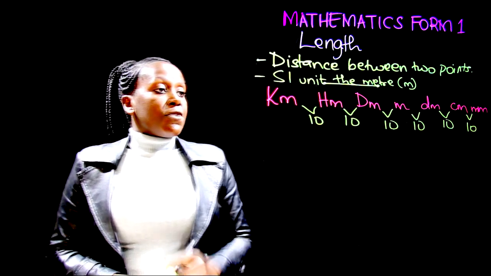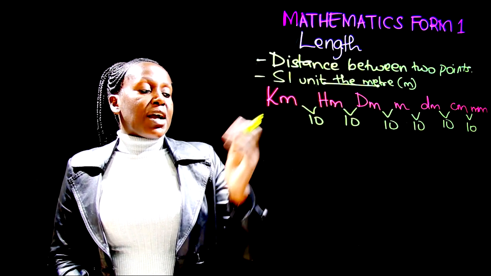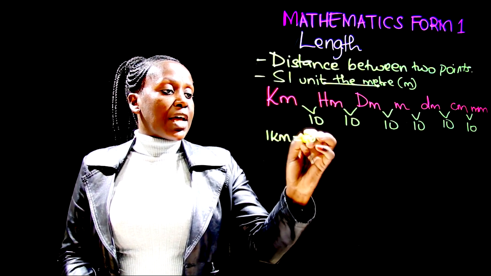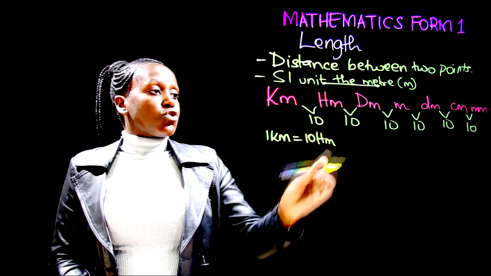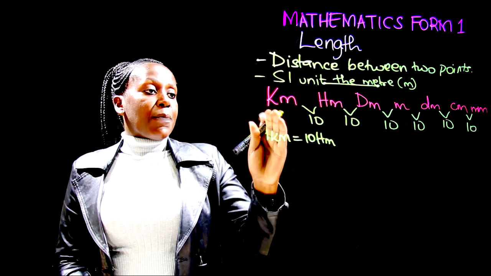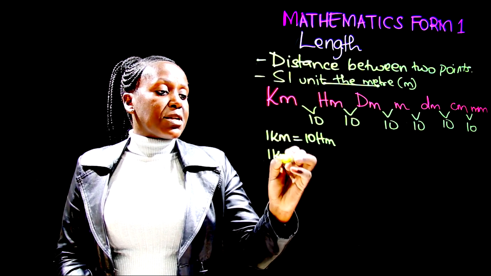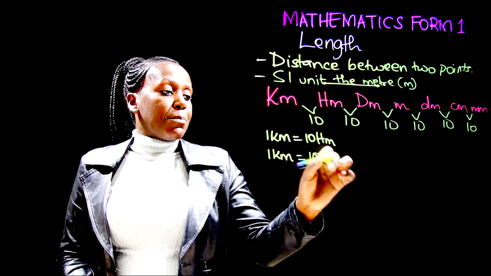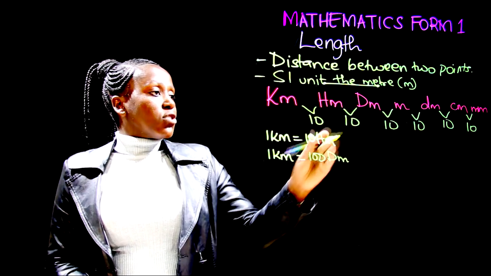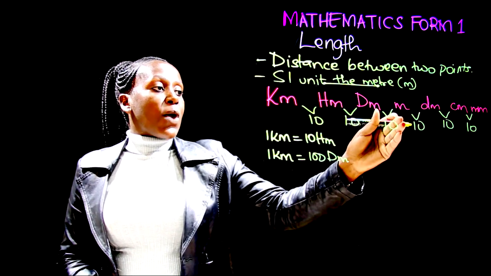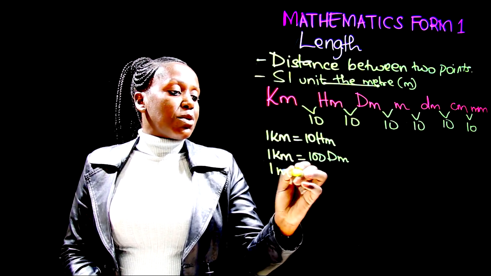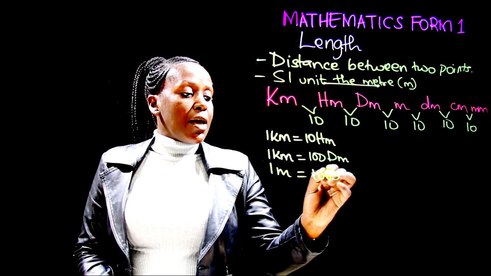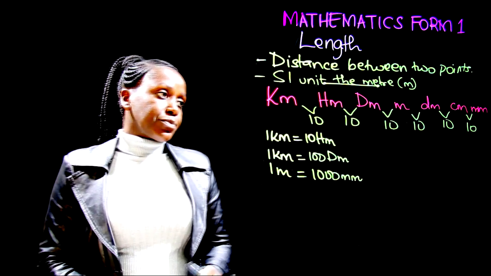So if you want to know how many hectometers make up 1 kilometer, then we would say that 1 kilometer is equal to 10 hectometers. If you want to know how many decameters make up 1 kilometer, then 1 kilometer is equal to 10 times 10, which is 100 decameters. If you want to know how many millimeters make up 1 meter, 1 meter would be said to be equal to 10 times 10 times 10, which is 1,000 millimeters, and so on.